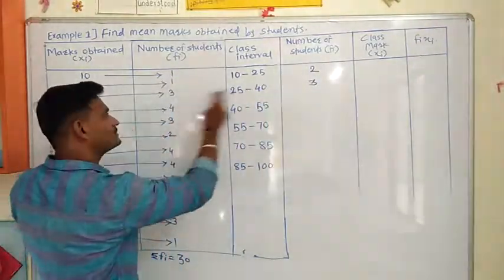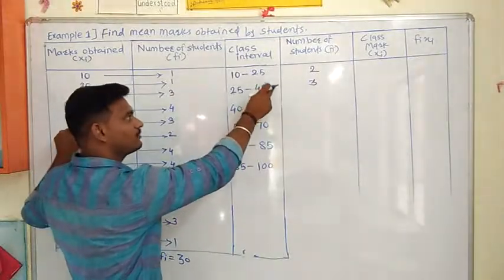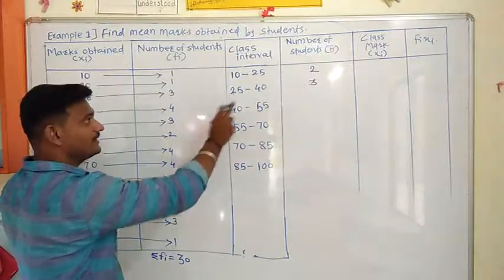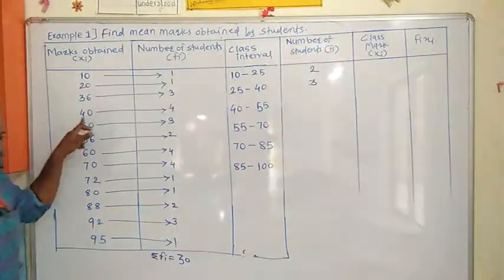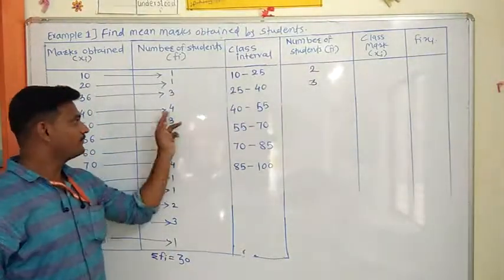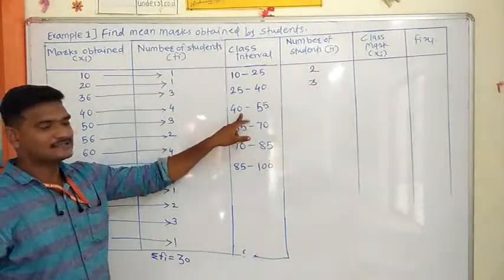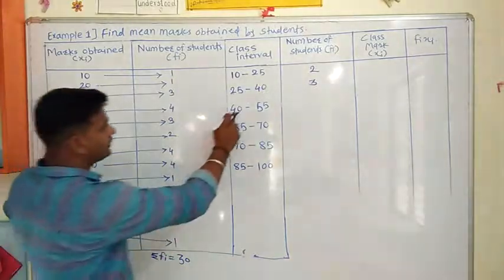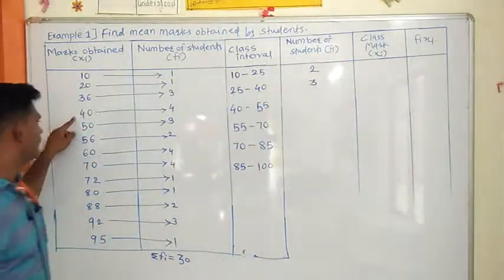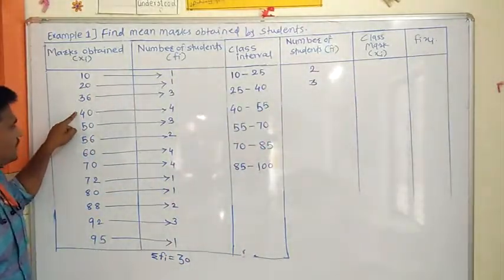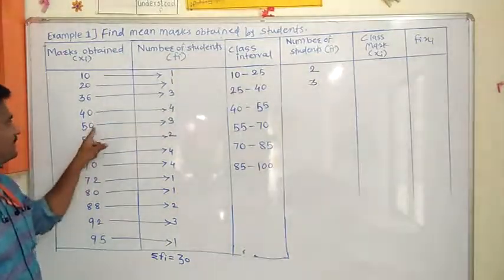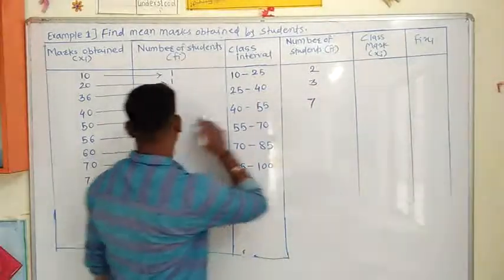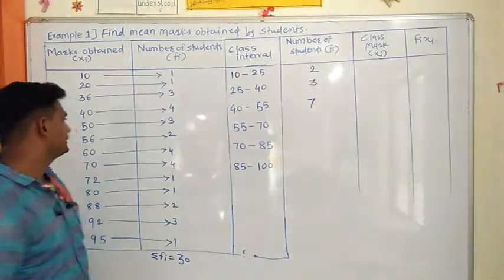Now you are thinking, does this 40 also come in this group? No, because this 40 is the upper limit here. We need not consider this 40 in this group. This 40 will come in the next group because there 40 is the lower limit. Now see here, 40 to 55: 40 marks, 4 students are there, and 50 marks, 3 students are there. Total 7 students will come in this group. 4 plus 3, 7 students.